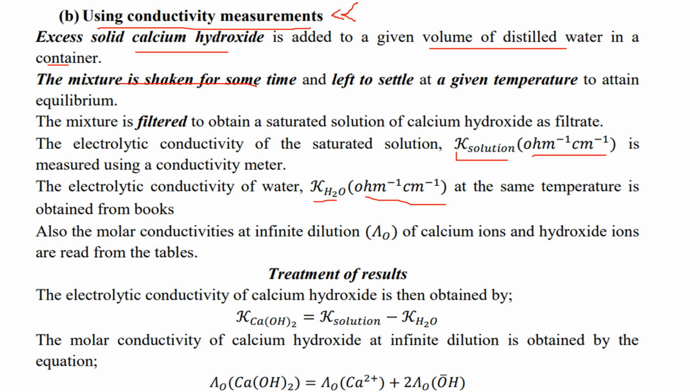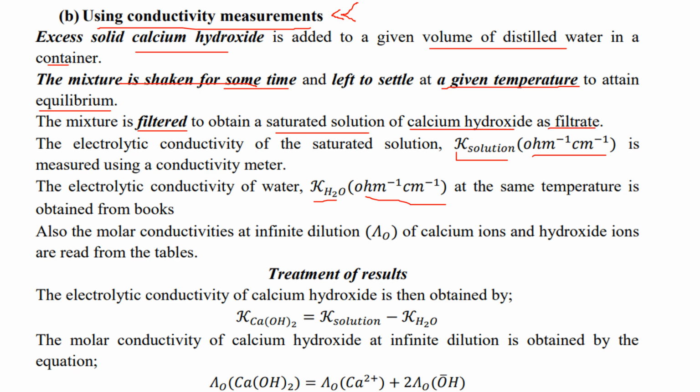Remember that we are dealing with sparingly soluble salts, so it's very hard for them to dissolve. That's why we shake them for a given amount of time. And after shaking them, we leave the apparatus to stand at a given temperature, and this is done so as to attain equilibrium. Now the mixture is later going to be filtered so that we obtain the saturated solution of calcium hydroxide as the filtrate, just like I explained earlier.